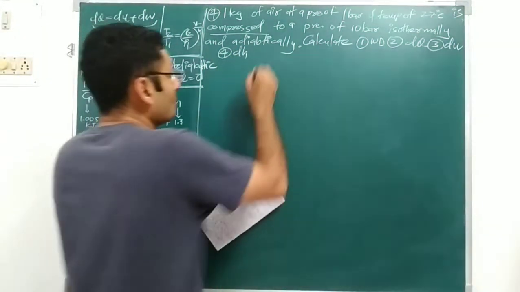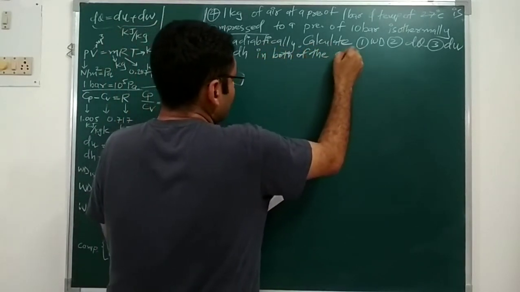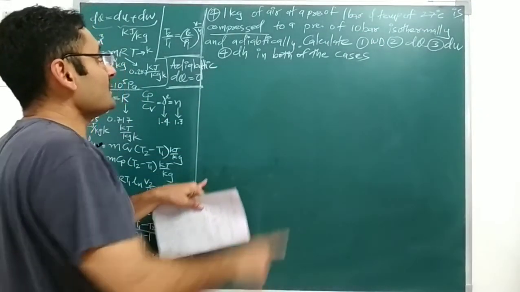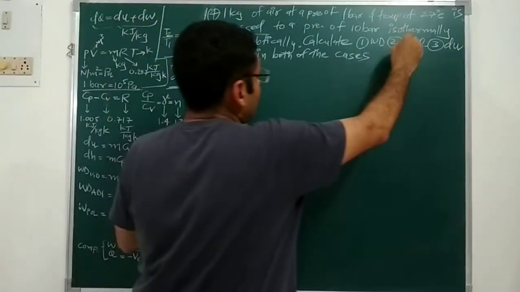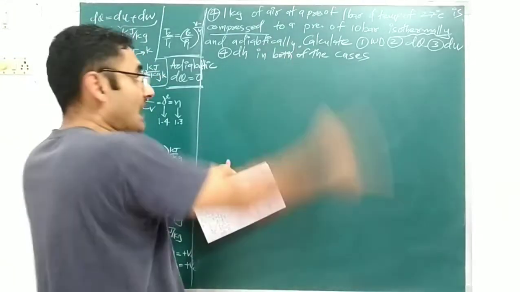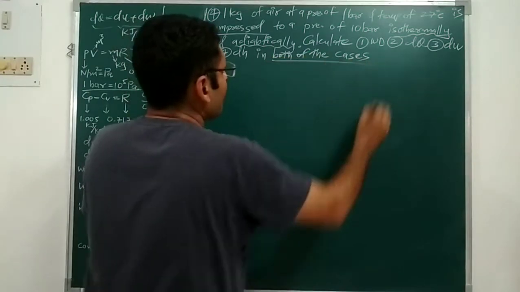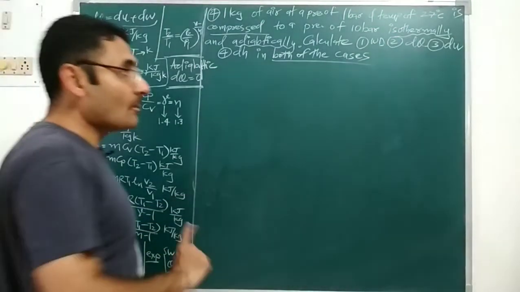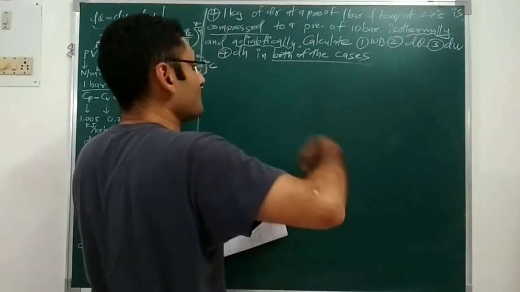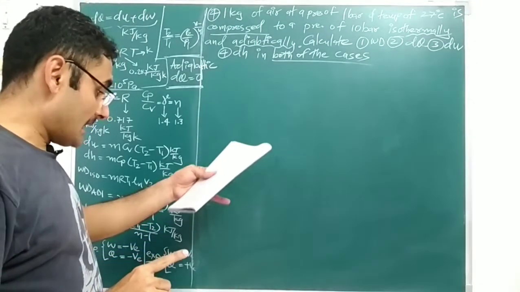Anything else? In both of the cases means what? Any idea? That means you will solve this numerical first by considering the isothermal process. You will get the answers of work done, dQ, dU and dH. After that, you will solve the same numerical by considering the adiabatic process. That is the meaning of both cases. Total how many answers will you get? 1, 2, 3, 4: 4 answers for the isothermal process and 4 more answers for the adiabatic process. So total 8 answers we will get. Clear about this?